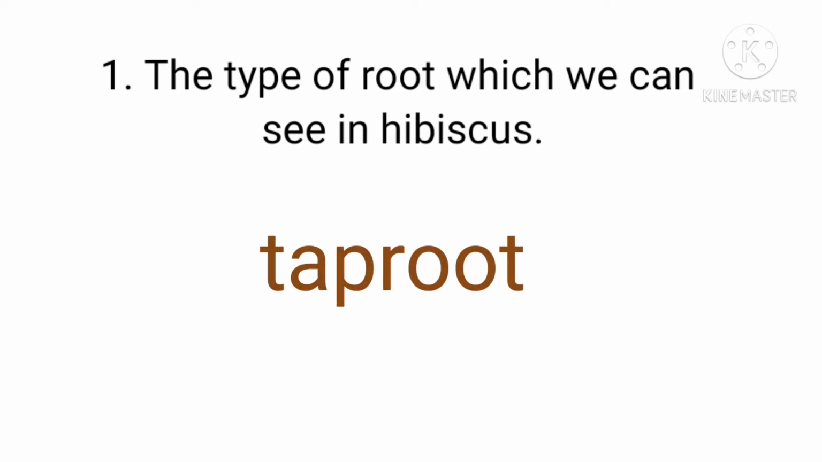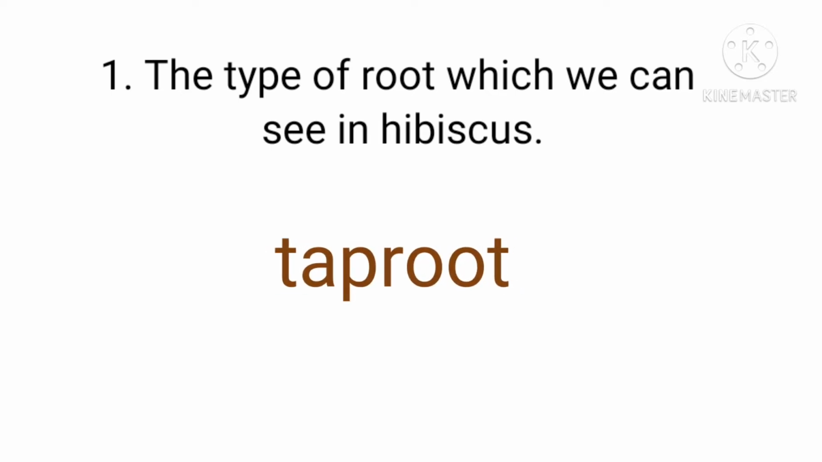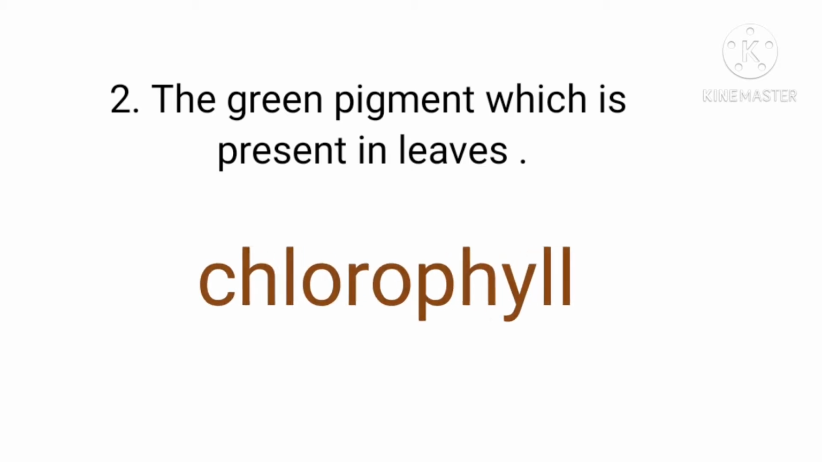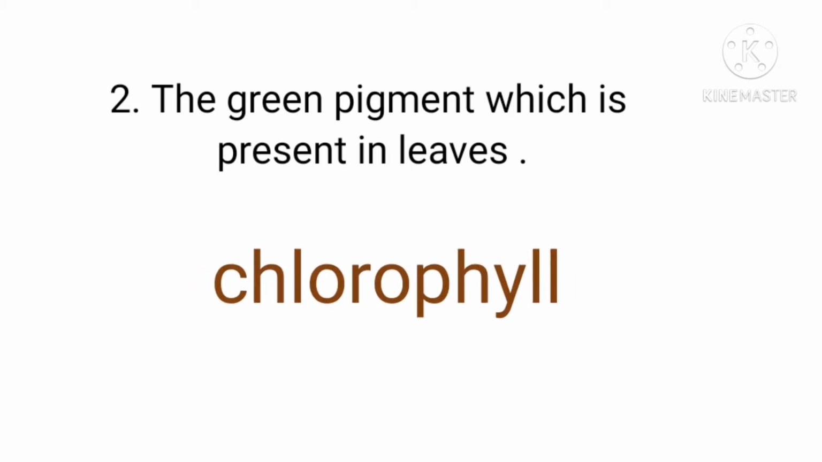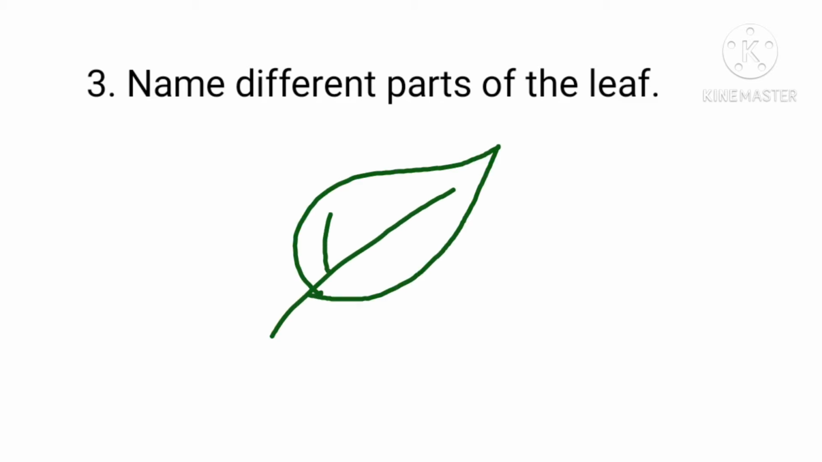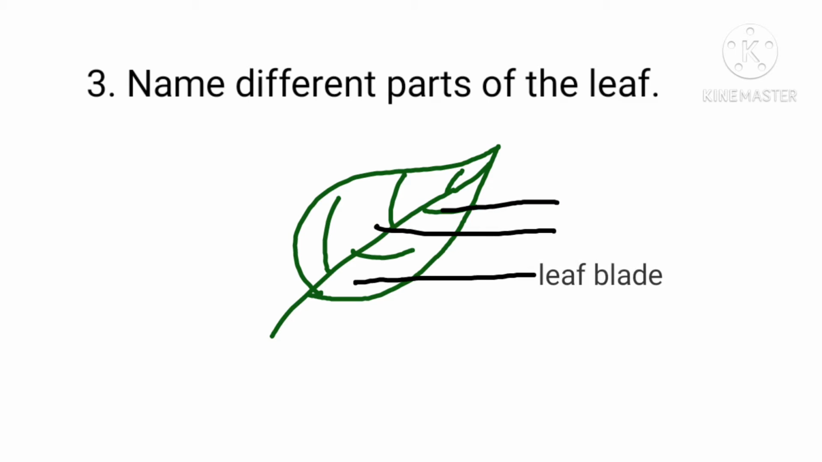Can you remember? Yes, taproot. Then second question, the green pigment which is present in leaves. Which is that pigment? Yes, chlorophyll. Third question, name different parts of the leaf. Which are the different parts of a leaf? Yes, leaf blade, main vein and side vein. Very good. Hope all of you can answer my questions very well.